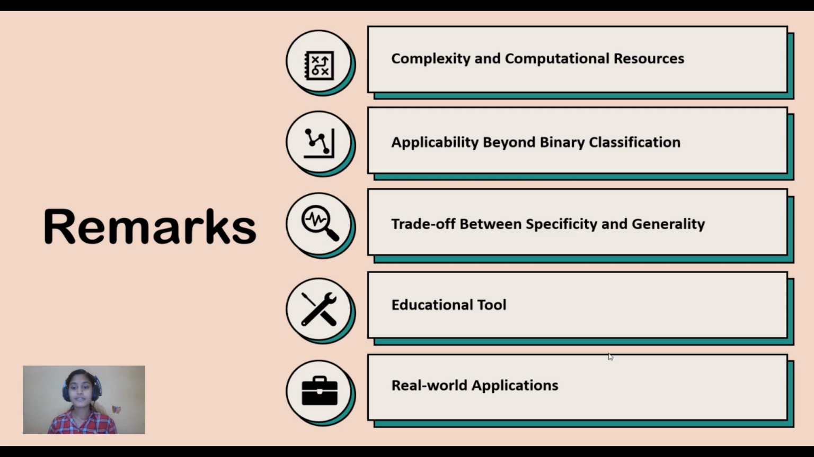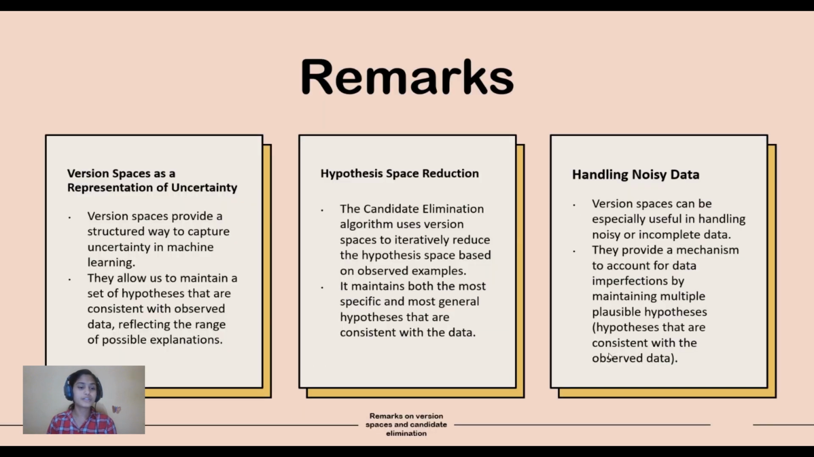Next is trade-off between specificity and generality. That means we are working with both specificity, I mean the most specific hypothesis, and generality, that means the most general hypothesis. Next is educational tool. This candidate elimination algorithm is used as an educational tool to educate machine learning models to recognize things in the real world by using this algorithm. And then real world applications, so let's see all of these one by one.